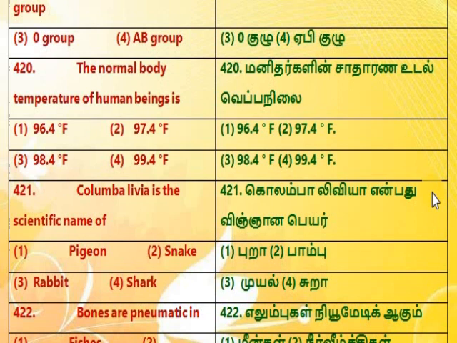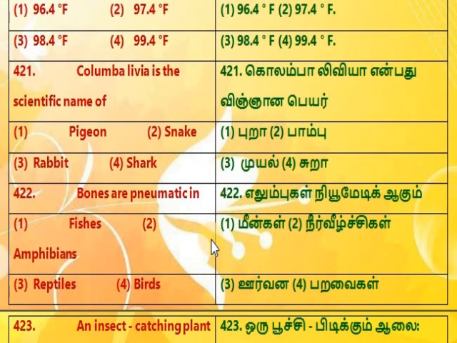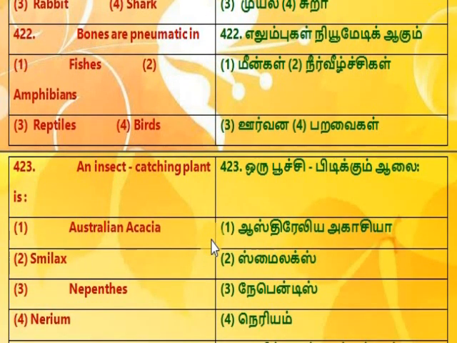420. The normal body temperature of human beings is 1. 96.4 degrees Fahrenheit. 2. 97.4 degrees Fahrenheit. 3. 98.4 degrees Fahrenheit. 4. 99.4 degrees Fahrenheit. 421. Columba livia is the scientific name of 1. Pigeon, 2. Snake, 3. Rabbit, 4. Shark. 422. Bones are pneumatic in 1. Fishes, 2. Amphibians, 3. Reptiles, 4. Birds.